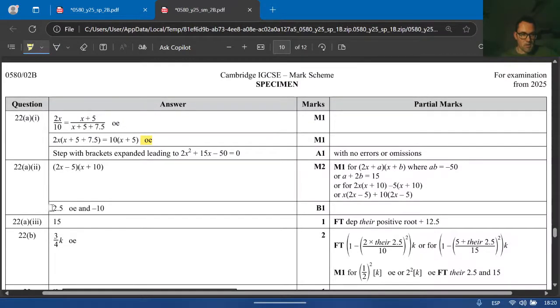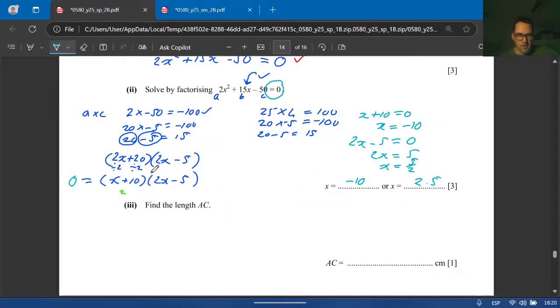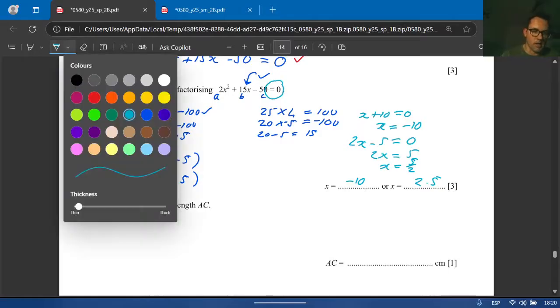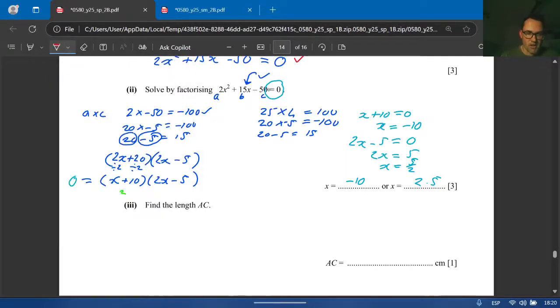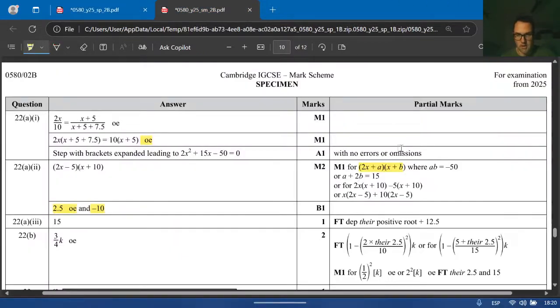Mark scheme, yeah, they put 2 and 5, or equivalent, so you can write 2 and 1 over 2 or 5 over 2, anything doesn't matter. Okay, so you get 1 mark. Okay, look, if A times B is minus 50, so let's say you've got this the wrong way around. You've got the 10 there and the minus 5 there. But you multiply them together, you get minus 50. That's a mark already. But for fully correct factorization, 2 marks. And then that's it. 2 marks already for that.